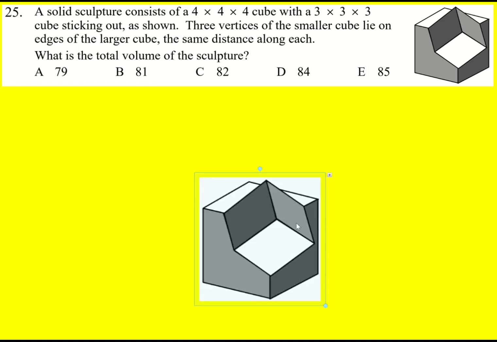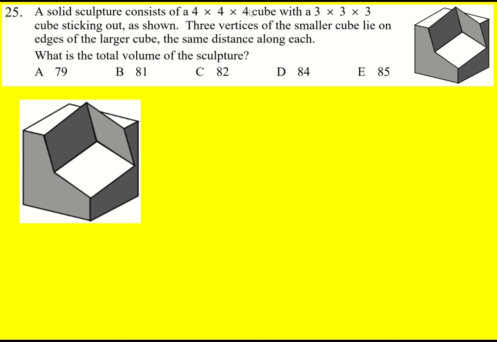This is a pretty complicated question. We've got a solid sculpture with a 4 by 4 by 4 cube and a 3 by 3 by 3 cube sticking out as shown. This is the 3 by 3 by 3 cube. Three vertices of the smaller cube lie on the edges of the larger cube the same distance along each.